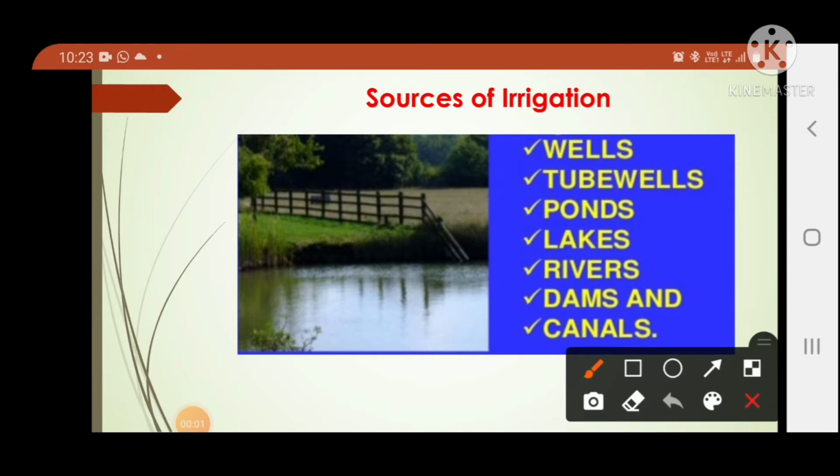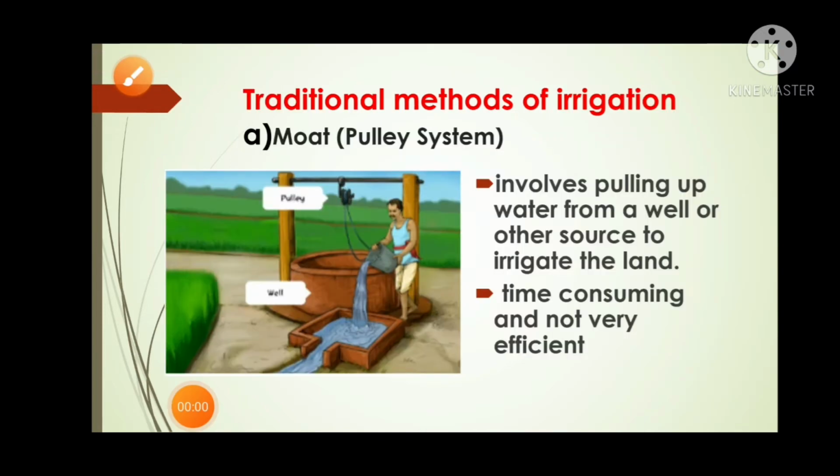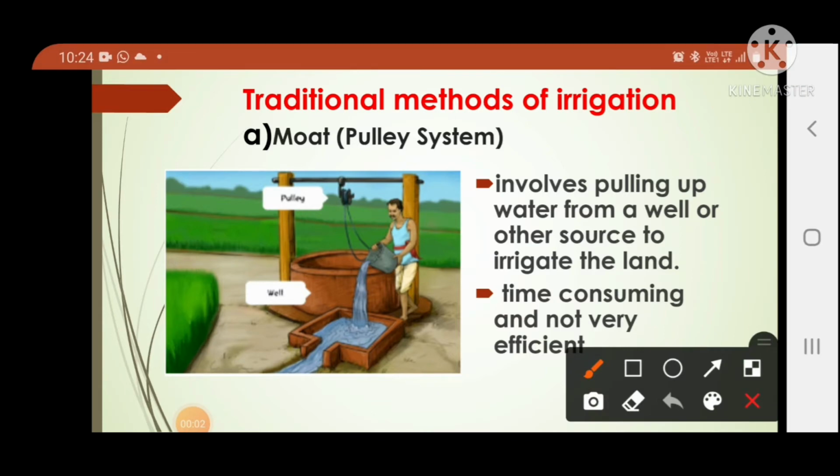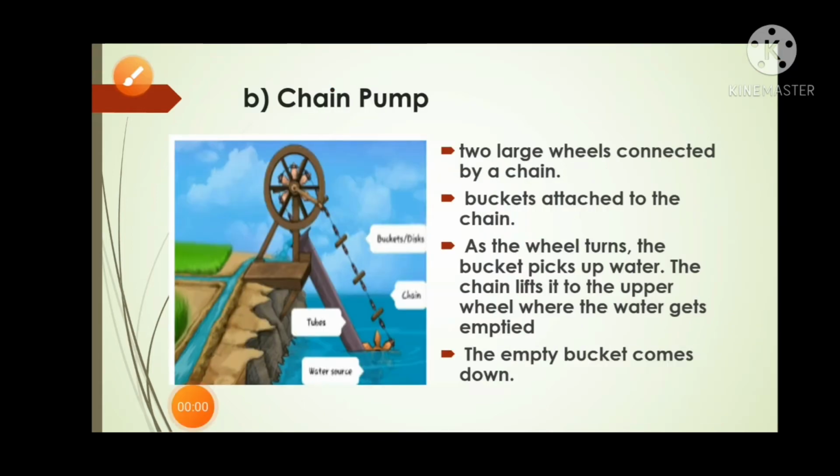For irrigation, water can be obtained from well, tube well, pond, lake, river, dams, or canal. Irrigation can be done either by modern or traditional method. Let's study about traditional methods of irrigation. Number 1, moat or pulley system. It involves pulling of water from a well or other source to irrigate the land. This is time consuming activity.